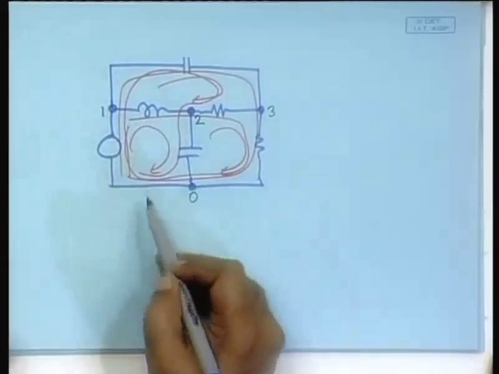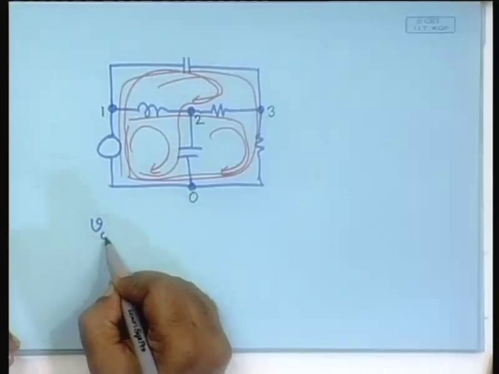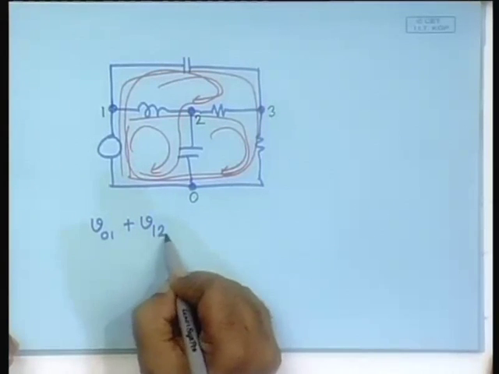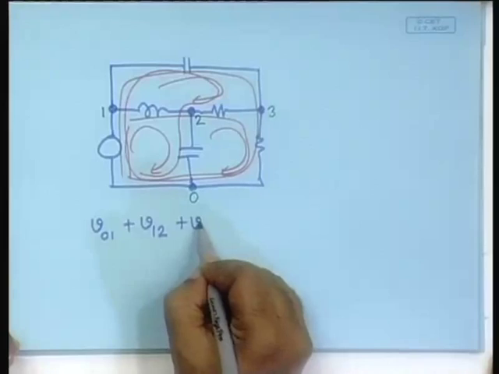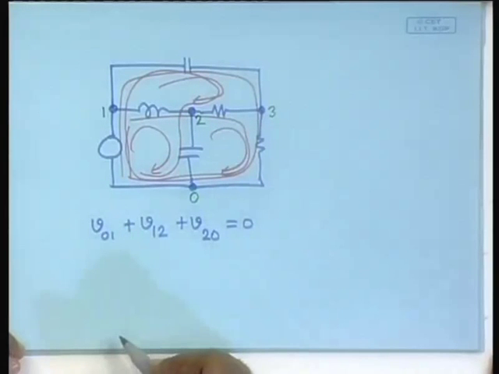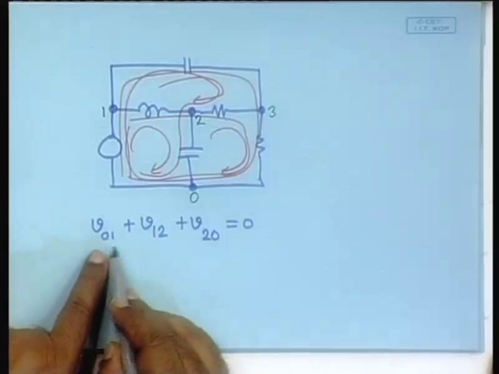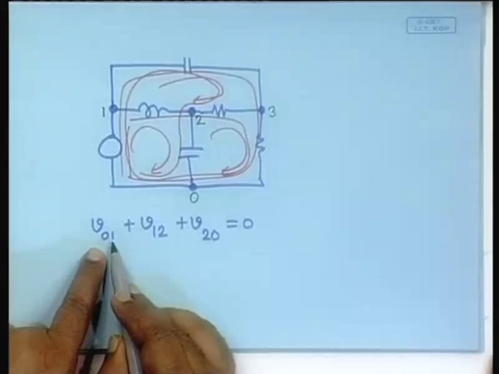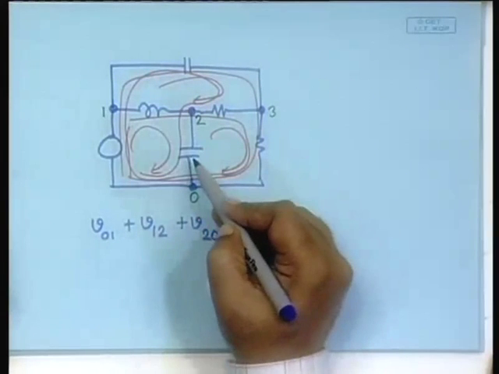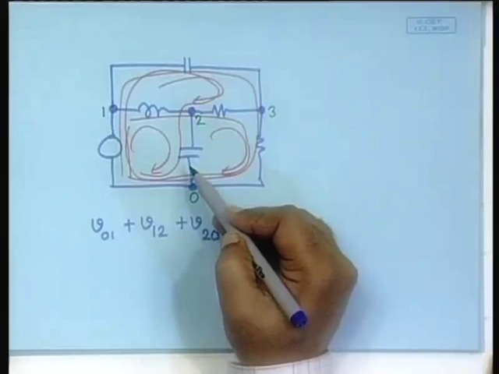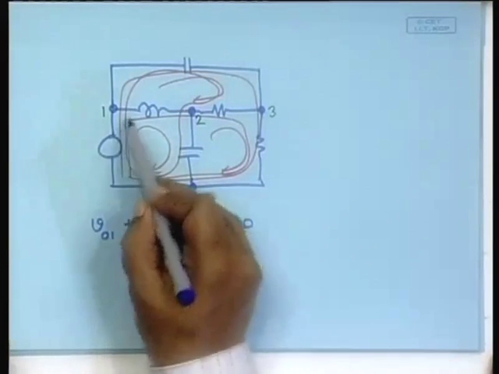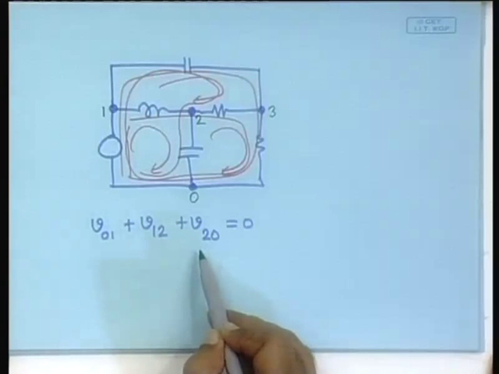For this loop, it is V01 plus V12 plus V20 equal to 0. Now, notice I am not writing the opposite things; I am writing 01, not 10. The idea is that you always have to traverse in one direction. Which direction you choose is your business. You could as well choose the opposite direction, it will not matter, but you always have to choose a particular direction and go around accordingly.